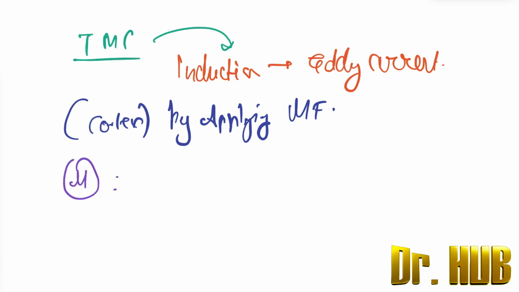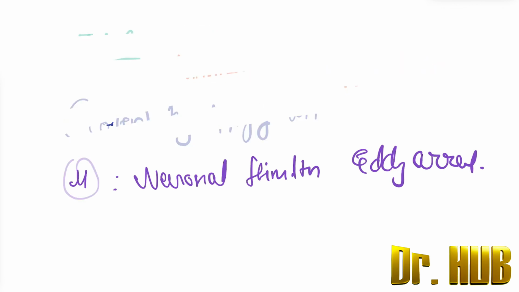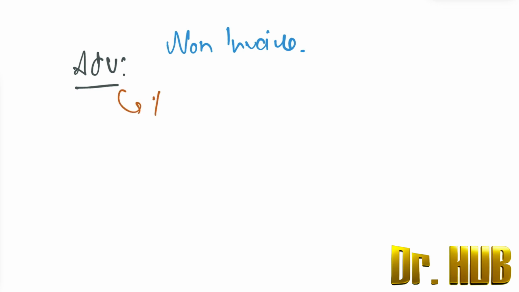And what is the mechanism? The mechanism is neuronal stimulation by the eddy currents. So, what is the advantage of transcranial magnetic stimulation? The advantage is that it is non-invasive. Next, it enables focal stimulation of the cortical areas.